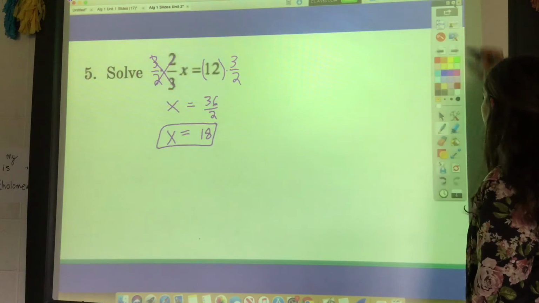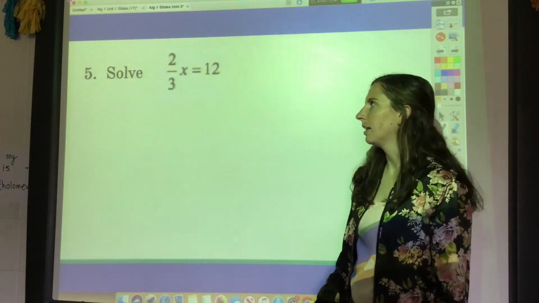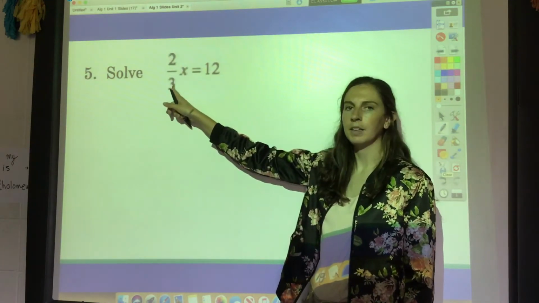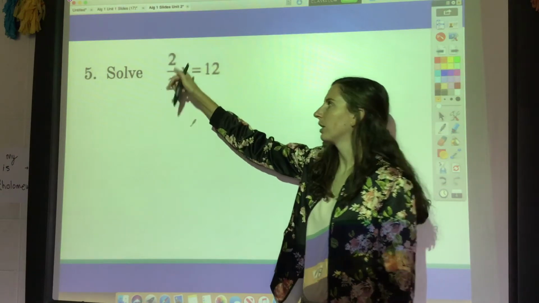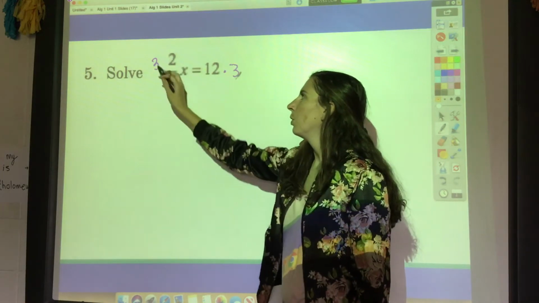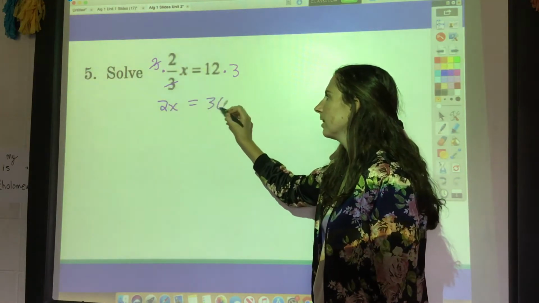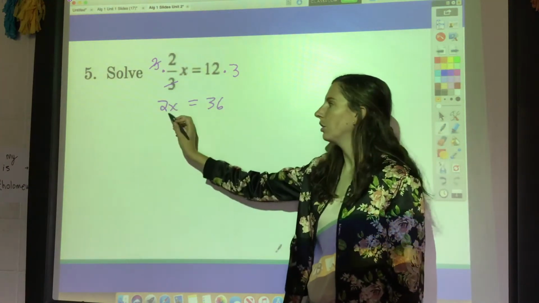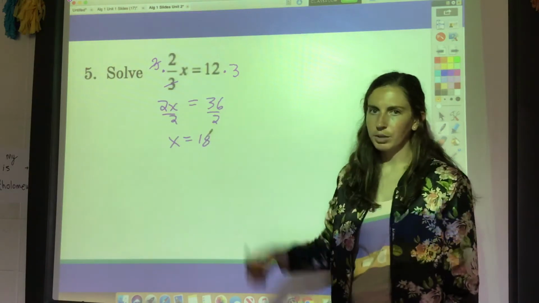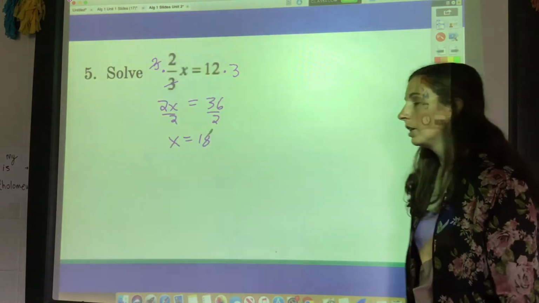Let me show you another way you could handle this. You could take it one step at a time, and by that I mean this is basically like 2 times x divided by 3. So to get rid of dividing by 3, you could multiply by 3. So times 3, which would get rid of this and leave just 2x equals 36. And then to get rid of the 2, divide by 2. That's basically what we just did, but in 2 steps rather than doing it all at once. So either way.